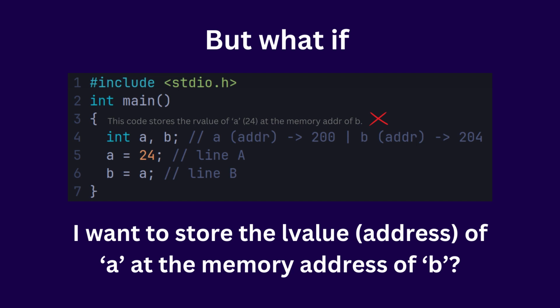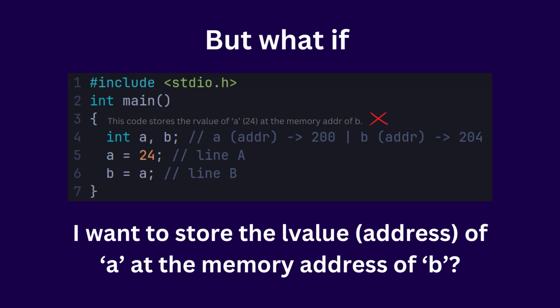What I want to do is, instead of assigning 24 to B, I want to assign the address of A to B. But the thing is, C just won't let us do that normally. Let's start from the beginning. We have been storing constants like 2 and 24 as the R value of the objects. The R value for A is where the address of A points to.